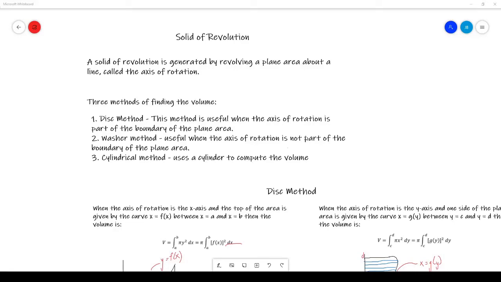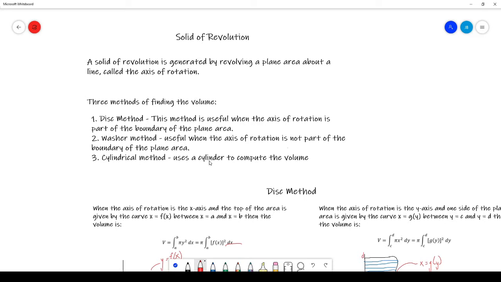Hi everyone, we are going to learn about the next topic, which is the solid of revolution. A solid of revolution is generated by revolving a plane area about a line called the axis of rotation. There are three methods in finding the volume. First is the disk method, which we are going to talk about today.